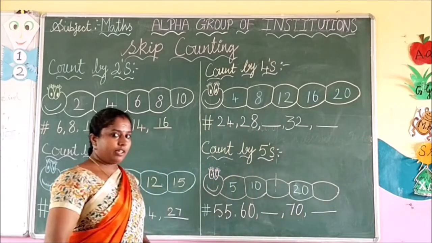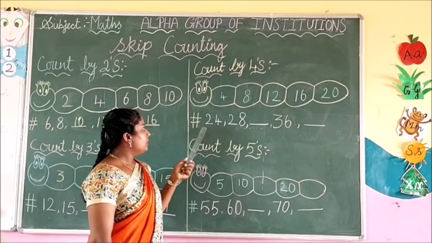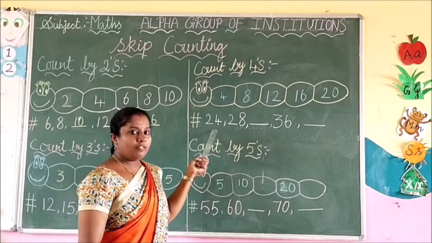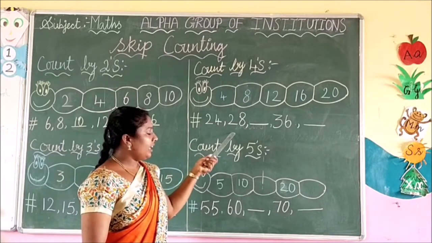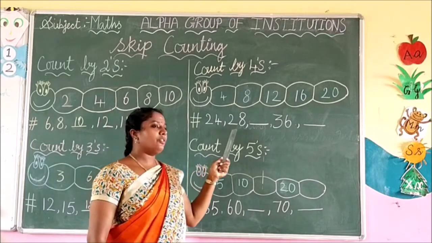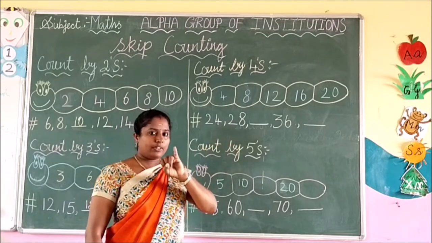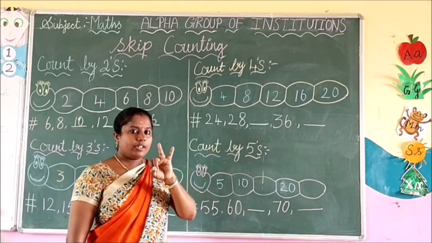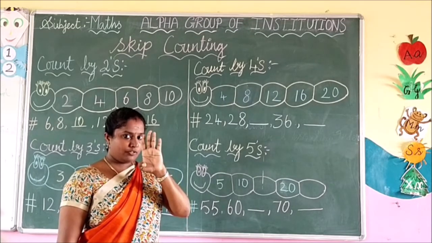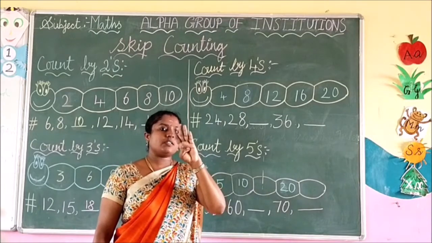Yes. Now you all have learned. Okay, now we're going to see the next sum. What is this number? 24. Next, 28. How does 28 come after 24? How many skips have they skipped here? After 24: 25, 26, 27, 28. So how many skips? 4 skips.